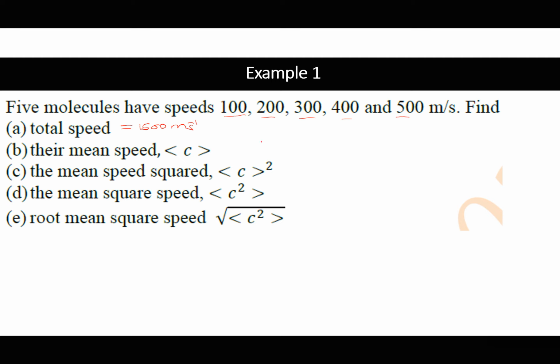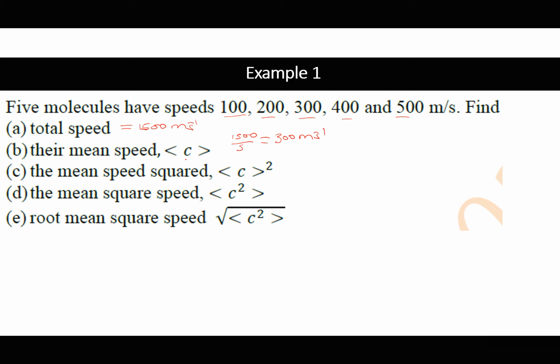So since we have 1500, I will just get 1500 divided by 5. And the mean speed or the average speed is simply 300 meters per second. Of course, in kinematics, average speed of motion is not total speed divided by the number of speeds. But here we are talking about the average speed of the molecules.